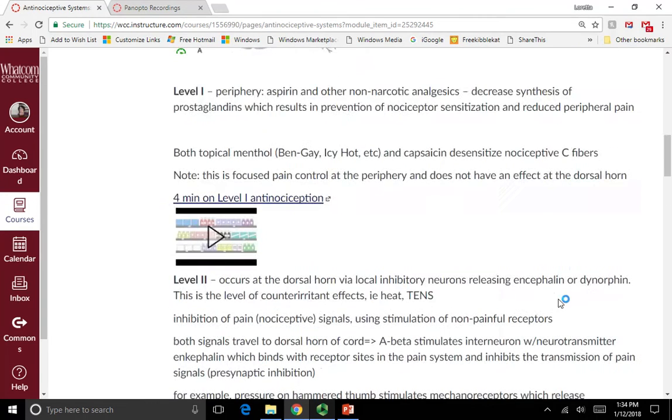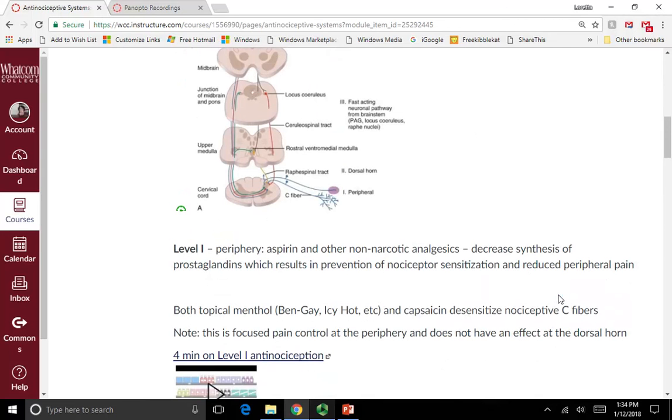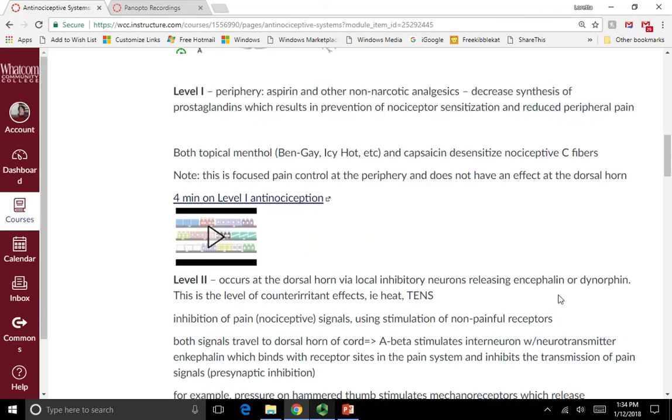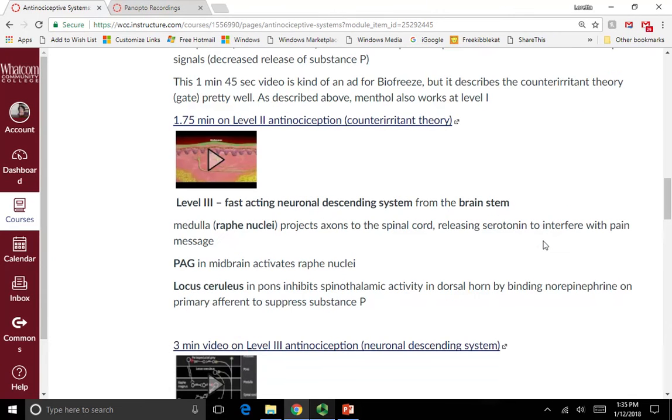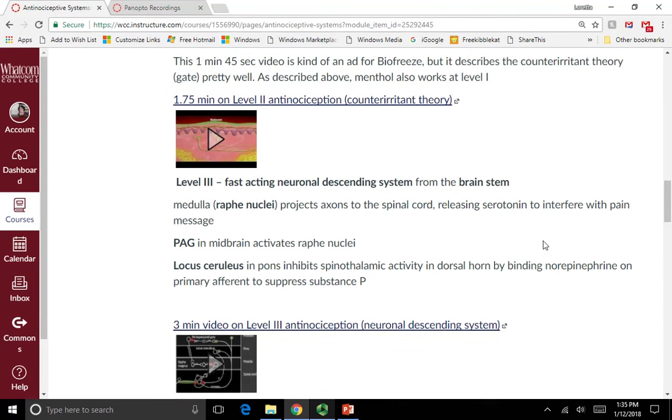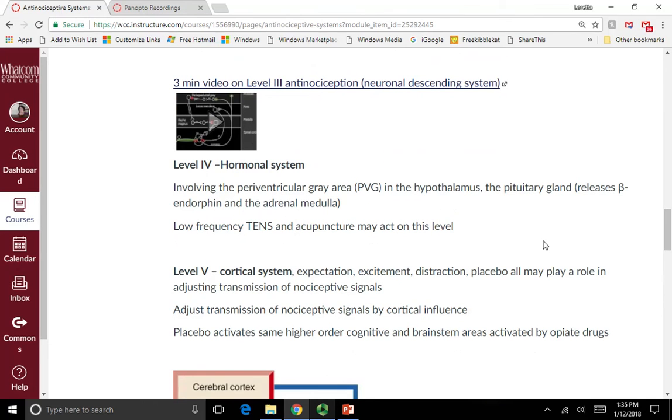So with level 1, the effect happens in the periphery, and it's an ascending thing, and it desensitizes nociceptive fibers. Level 2 happens in the dorsal horn. It's ascending, and it's those competing pathways, A beta versus A delta and C fibers. Level 3 happens in the brainstem, and it's a descending system, and it causes release of neuromodulators and neurotransmitters, which inhibit spinothalamic activity. Level 4 is a hormonal system.